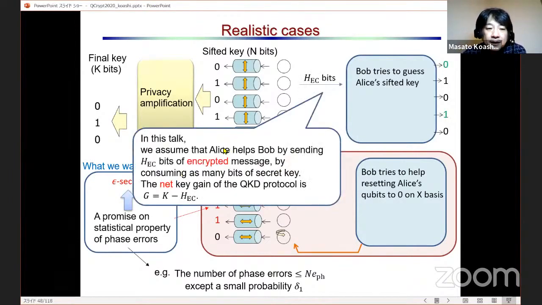Now here in this talk, I assume that Alice helps Bob by sending some number of bits of encrypted message for Bob to do the error correction. So this consumes this many bits of secret key. So the net key gain of the entire protocol would be the final key length minus these consumed bits. I assume this because I want to separate the argument of error correction from the privacy amplification. This is not mandatory, but in this talk I assume this. So forget about this error correction part.